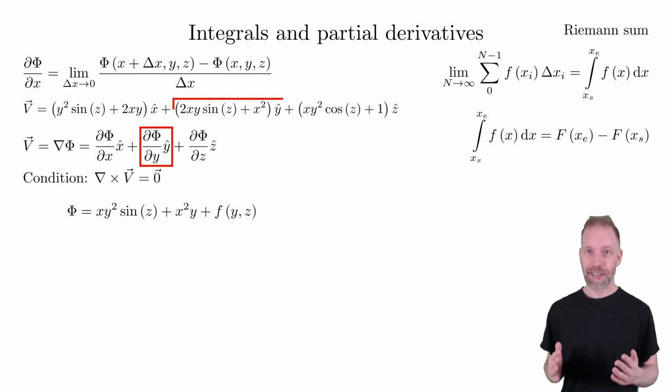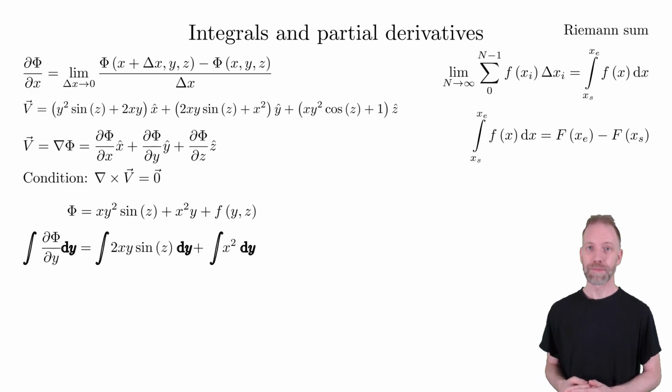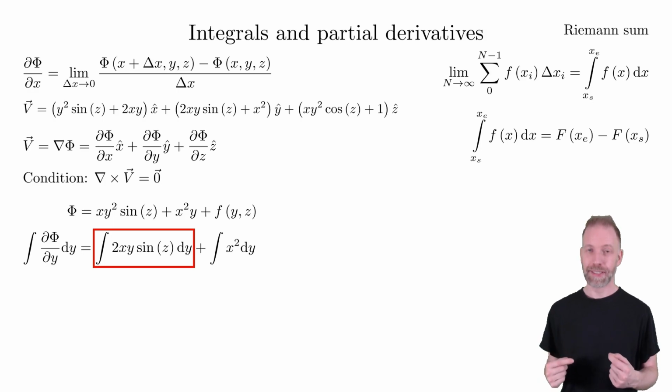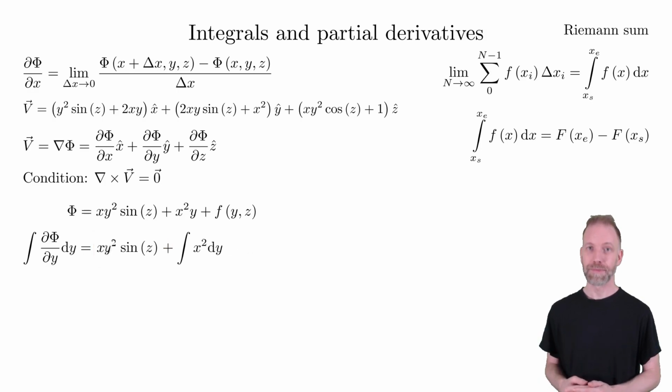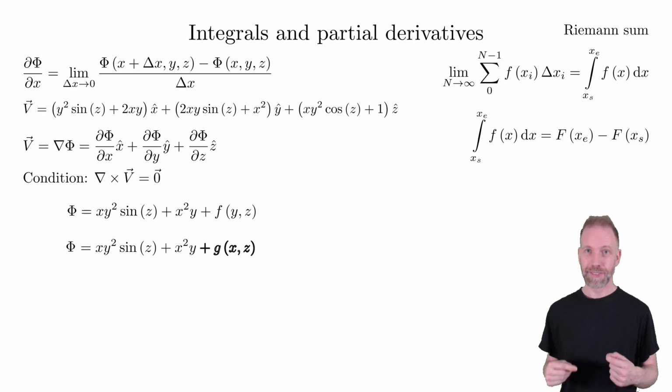Let's repeat for the y-coordinate. Integrate as before. This is the integral of a constant times y. This is the integral of a constant. Finally, this becomes phi again. But now the integration constant is a function of x and z as we integrate with y.